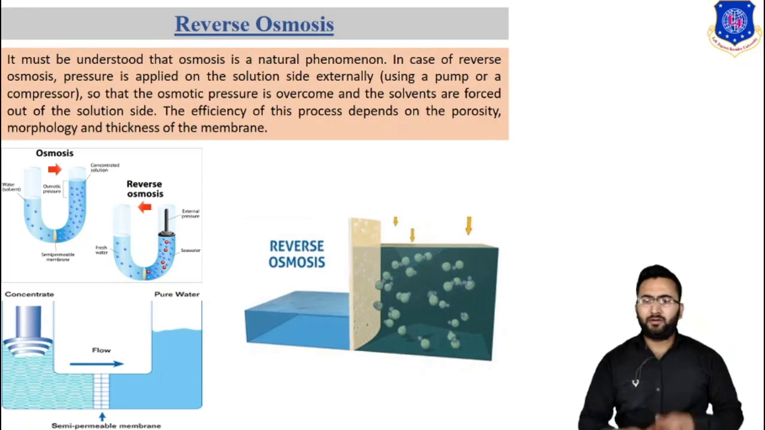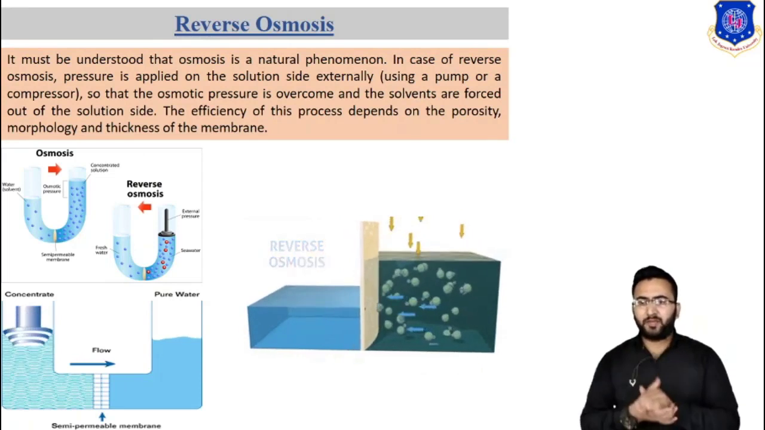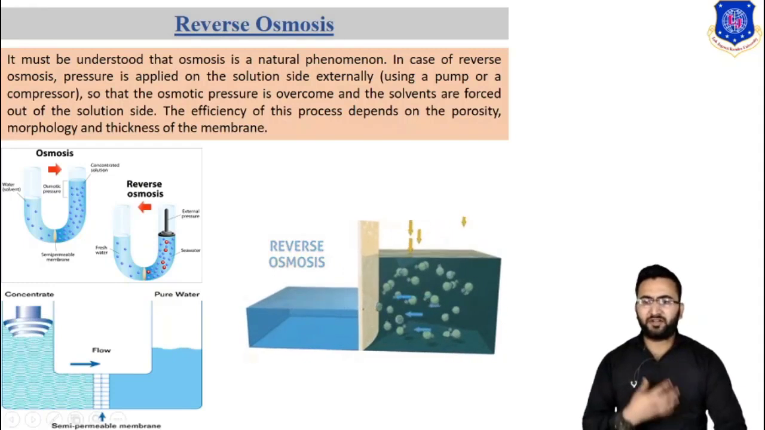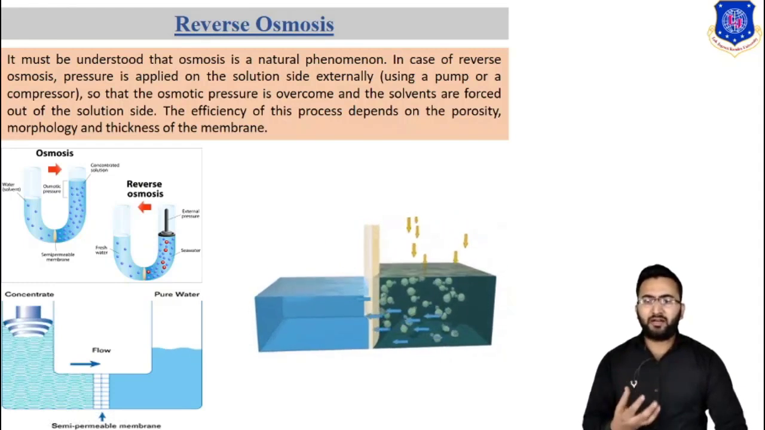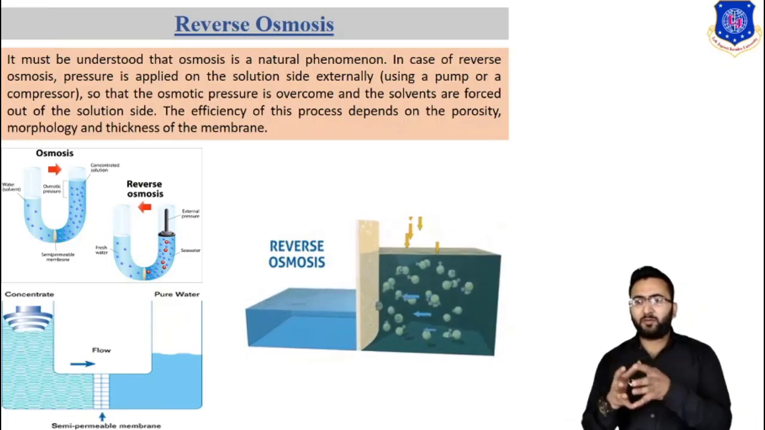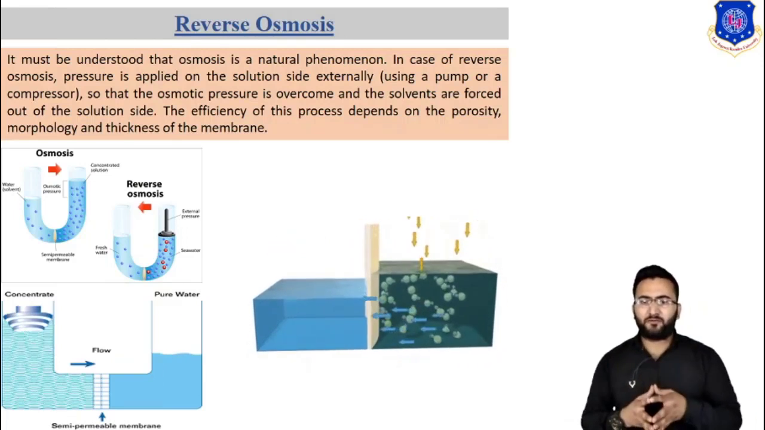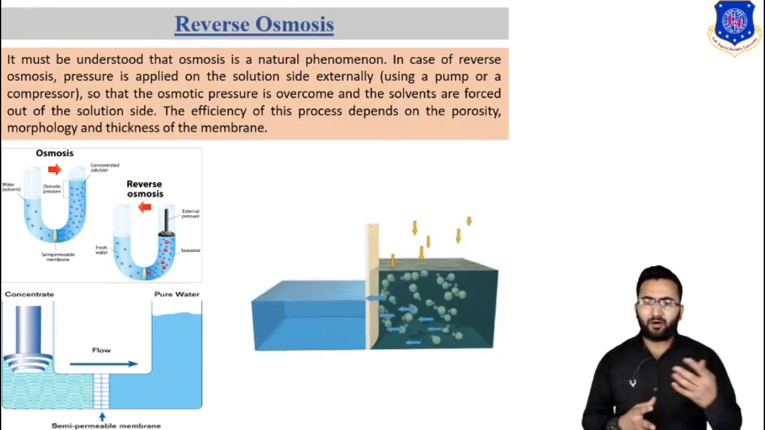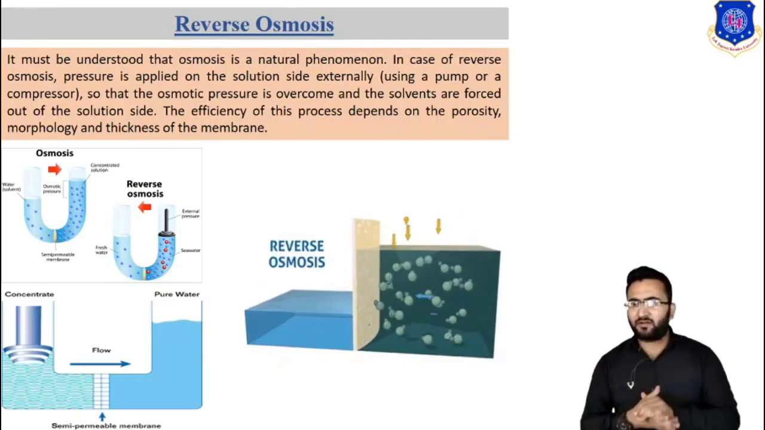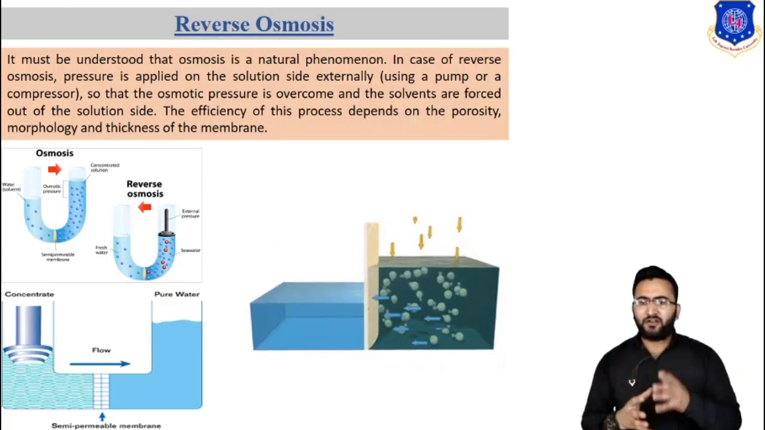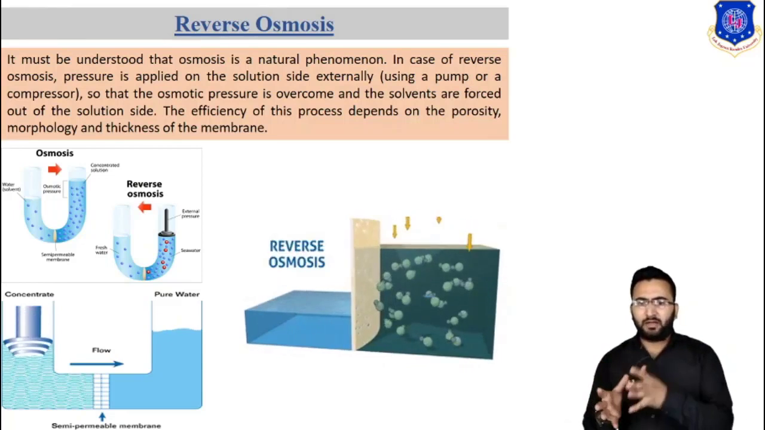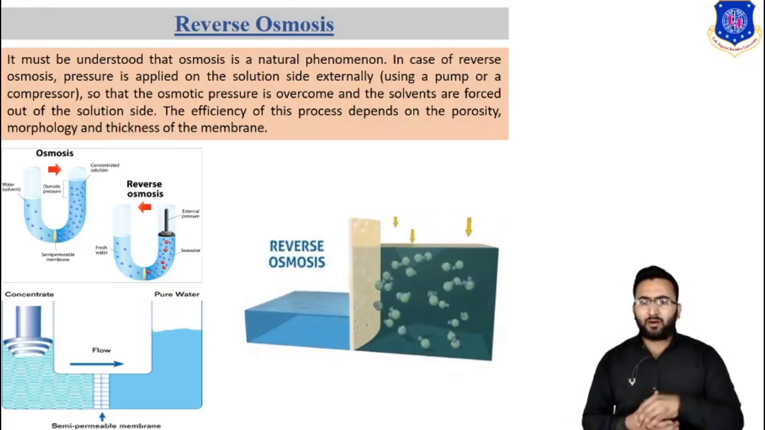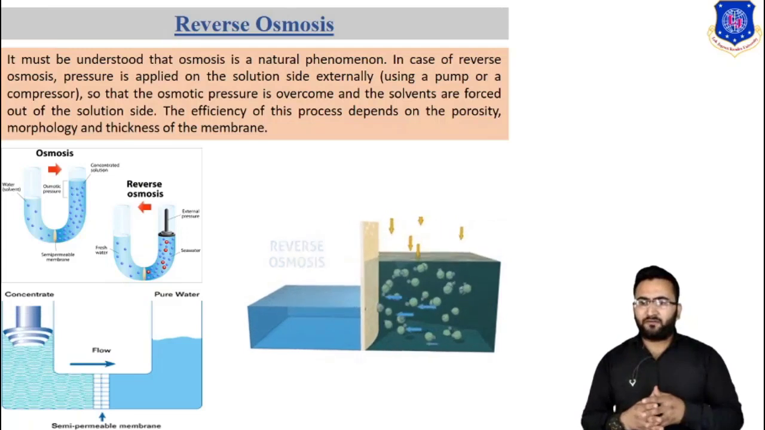Now let's talk about reverse osmosis. It must be understood that osmosis is a natural phenomenon. In the case of reverse osmosis, pressure is applied externally on the solute side so that the osmotic pressure is overcome and solvent is forced out of the solute side. The efficiency of this process depends on the porosity, morphology and thickness of the membrane. These factors influence the transportation of solvent through the membrane, thereby determining the throughput of the process and the quality of the product.